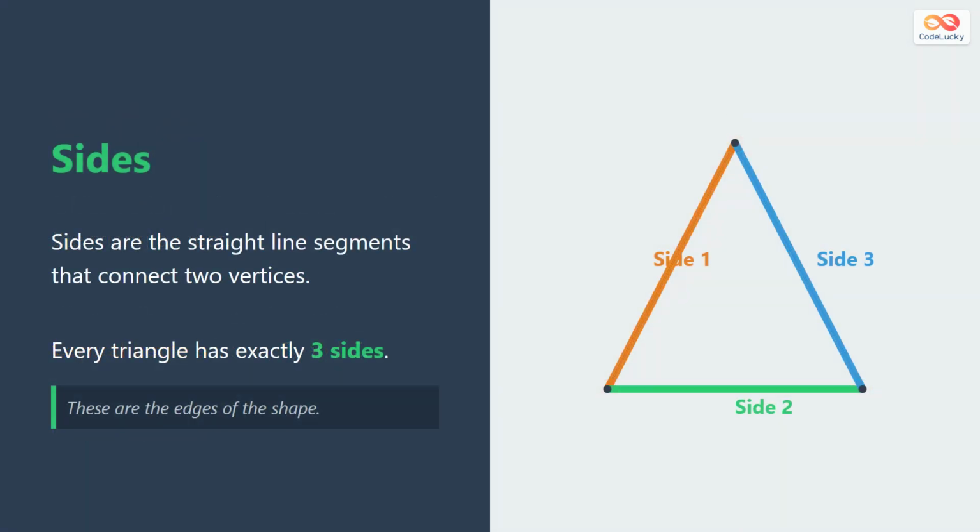Next, we have the sides. These are the straight line segments that connect the vertices together. Just like the corners, every triangle has exactly 3 sides that form the boundary of the shape.